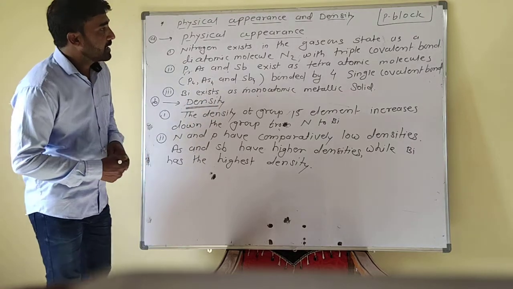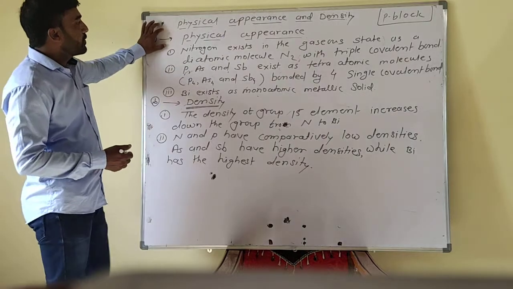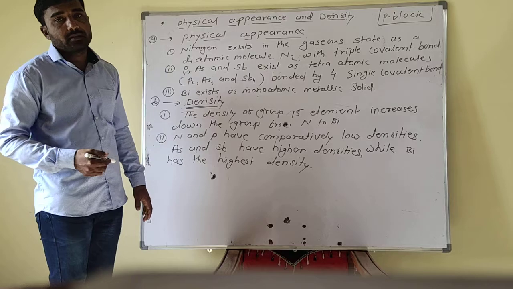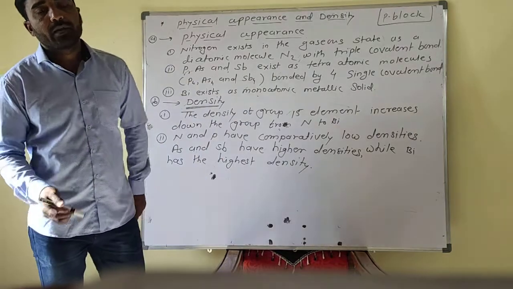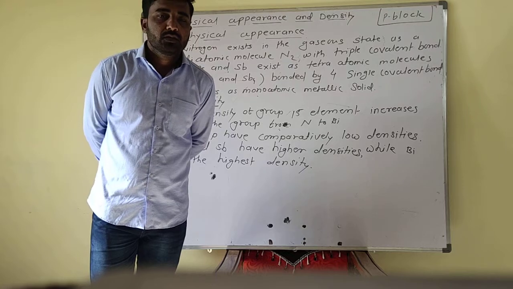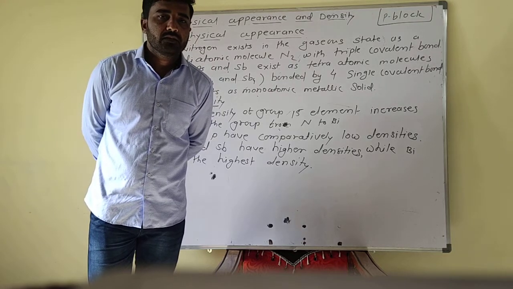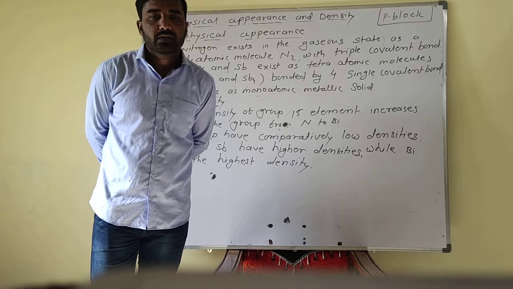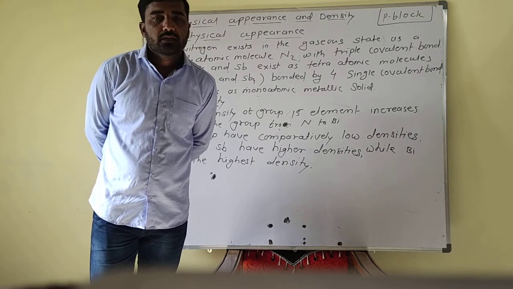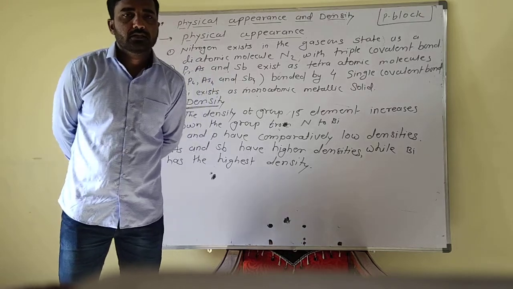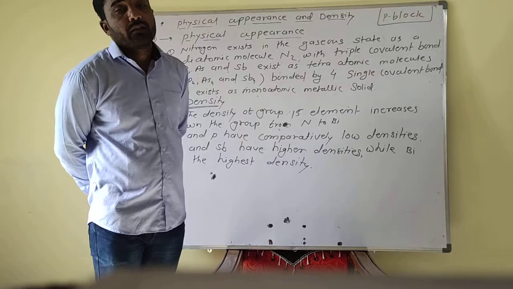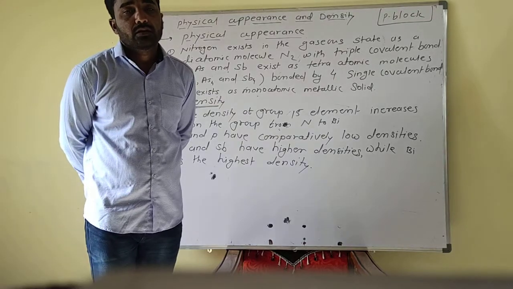Physical appearance includes the state of the group 15 elements: nitrogen, phosphorus, arsenic, antimony and bismuth. For these five elements, which state is present: gaseous, liquid or solid? Which elements exist in the gaseous state, and which exist in the solid or liquid state? Why are some liquid, some gaseous or solid?